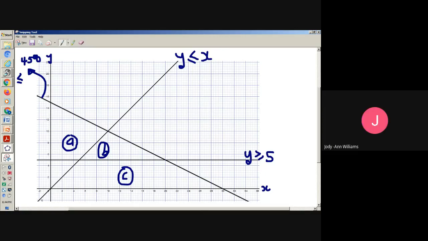Sir, do they meet at B, sir? All right, very good. Yes, you're correct. Question. Why would A be incorrect? Why wouldn't A be the answer?